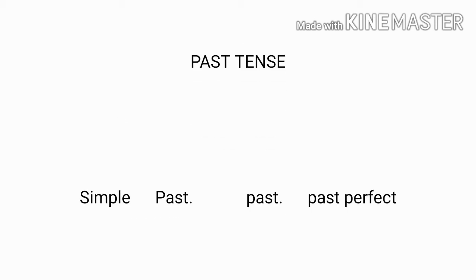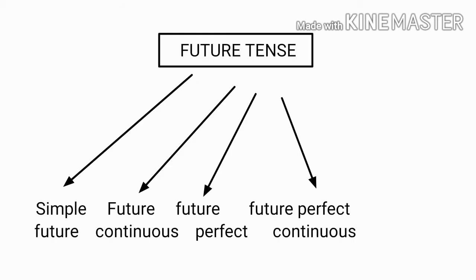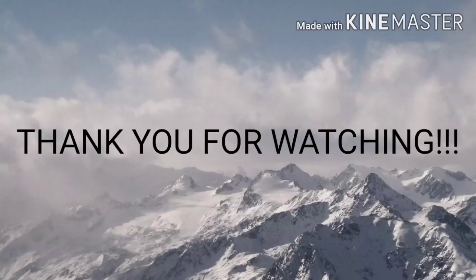The next is the past tense. Depending on the time of action in the past, it is divided into four types: simple past tense, past continuous tense, past perfect tense, and past perfect continuous tense. The last one is the future tense. Depending on the time of action in the future, it is divided into four types: simple future tense, future continuous tense, future perfect tense, and future perfect continuous tense. So, this is all about the tenses.